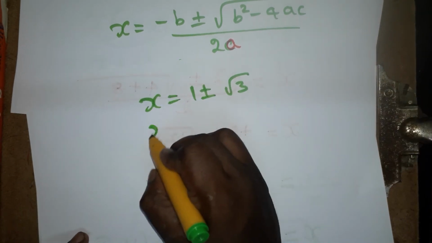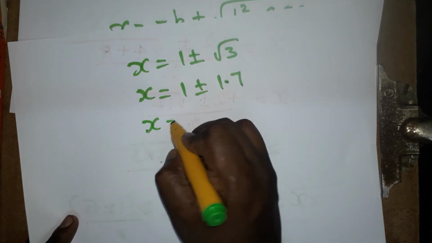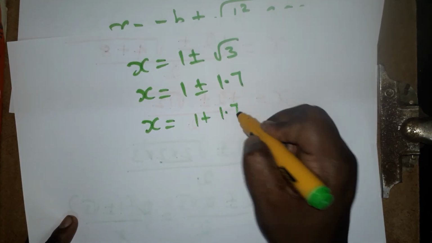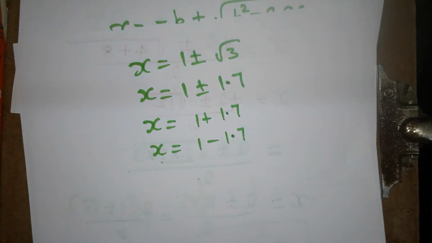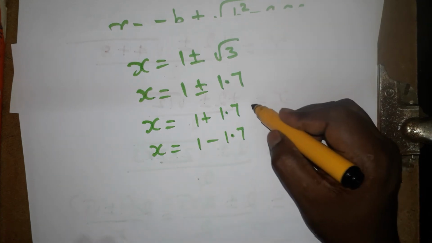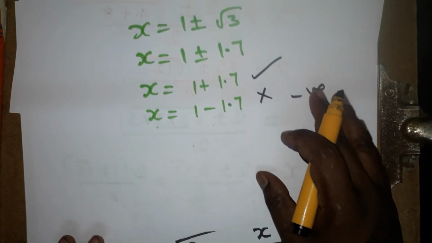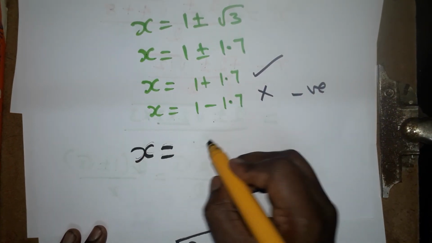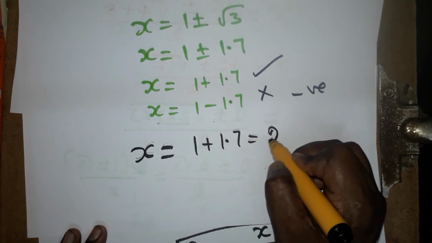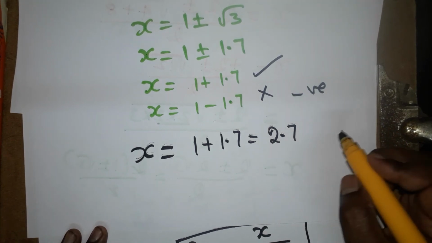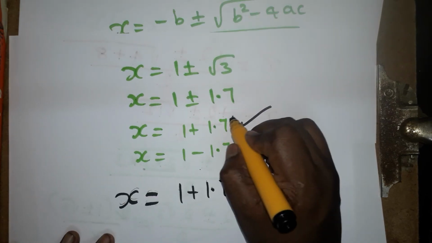Root 3 value is going to be 1.7, so 1 plus or minus 1.7. Now x is equal to 1 plus 1.7 or x is equal to 1 minus 1.7. There are two values we can get for x. Only this value you can take, this value is not needed, because it is negative and resistance can't be negative. So x is the resistance, which is going to be 1 plus 1.7, which is approximately 2.7. If you want the accurate value, it's going to be 2.732.